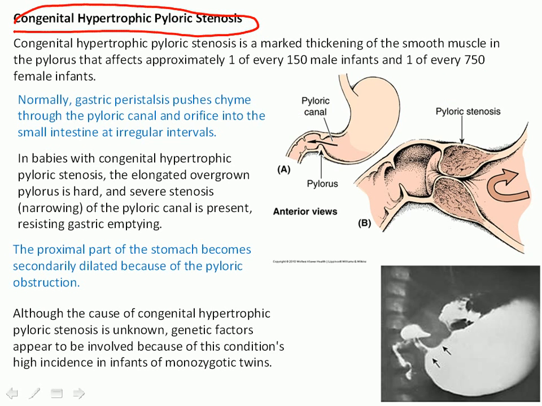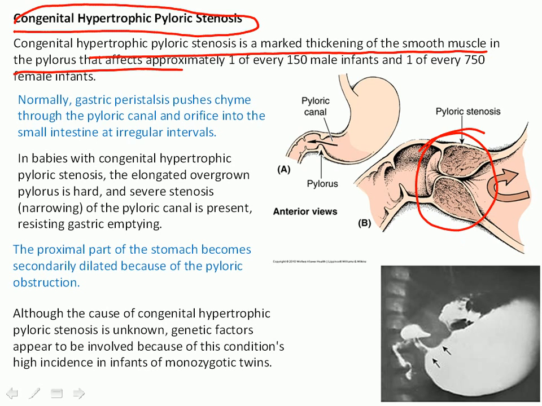Congenital hypertrophic pyloric stenosis. Let's talk about this interesting pathology. Unlike pylorospasm, congenital hypertrophic pyloric stenosis is marked thickening of the smooth muscle of the pylorus, and as a result that will affect emptying of the stomach. So it's excessive accumulation of smooth muscle cells in the pyloric area.